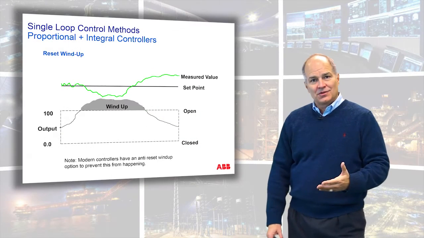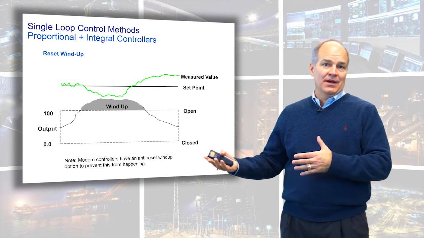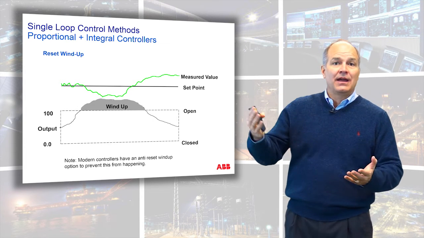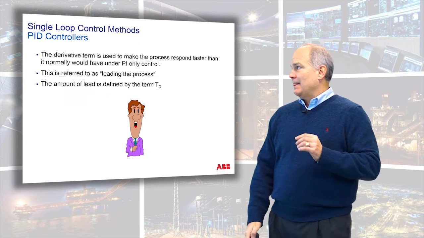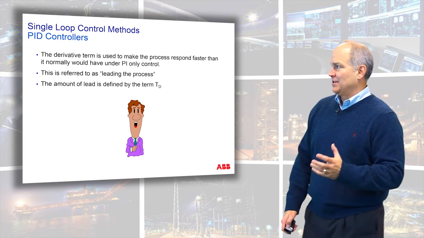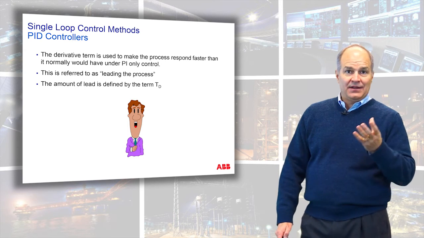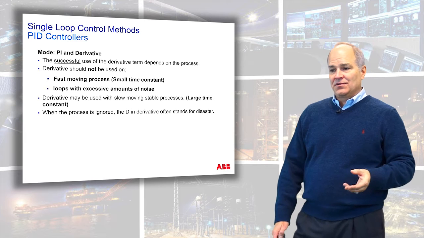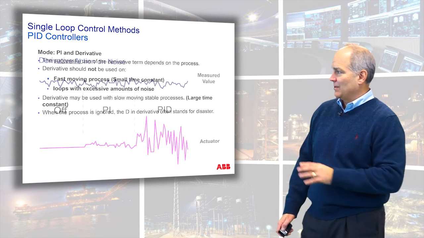Most controllers today, it's just a given that you're going to have anti-reset windup. You usually have to have limits and say you stop integrating the error if the output exceeds a maximum or a minimum. Okay? Now, derivative, what we talked about, it's a lead action, and it's used to make the PI respond faster. That's great in theory, but in practice, it's kind of difficult. The successful use of the derivative term really depends on the type of process and if there's noise on it, and that's what I'm going to show you here.